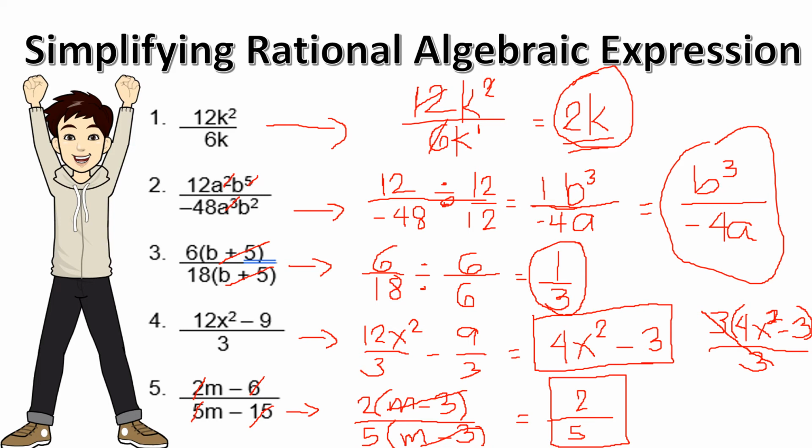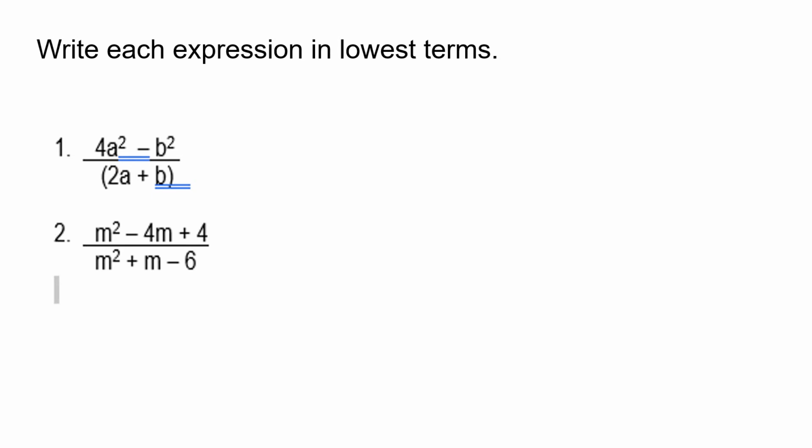So, math galing. So, let's have an additional example in simplifying algebraic expression. So, the given direction is write each expression in lowest terms. So, magsisimplify lang din tayo. Okay, so our given number 1, 4a squared minus b squared divided by 2a plus b.